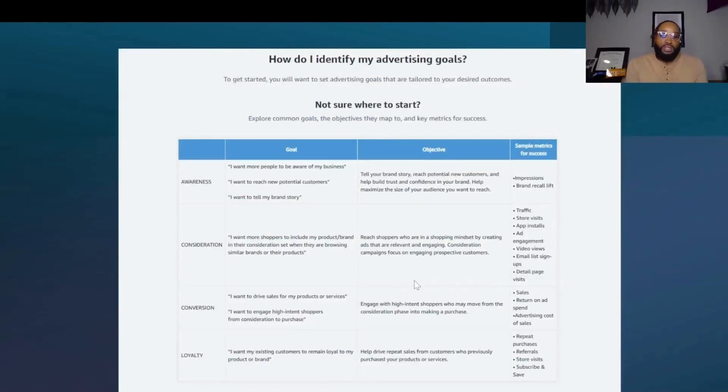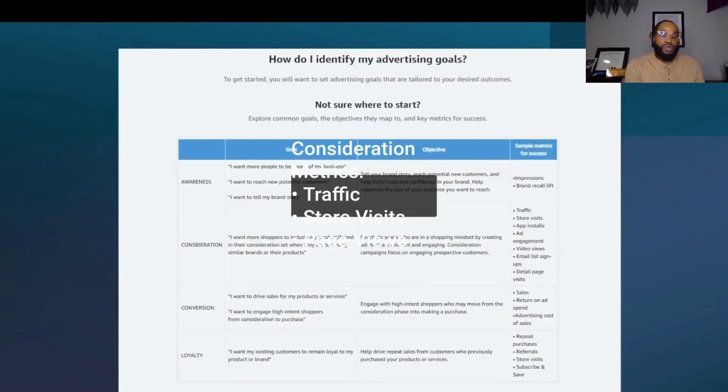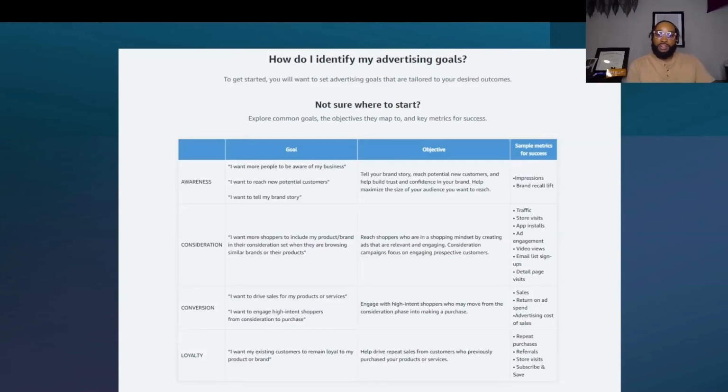So, some of the metrics that you'll want to measure whenever you're trying to reach customers that are in the consideration stage would be traffic, your store visits, your detail page views and visits, the number of views that your display ads are getting, your video views.